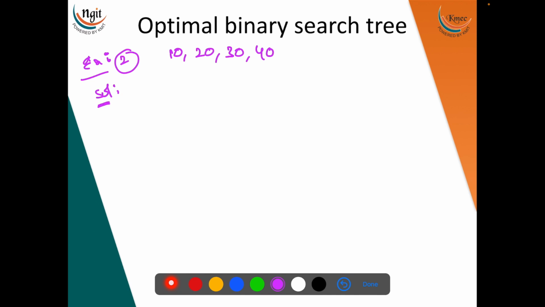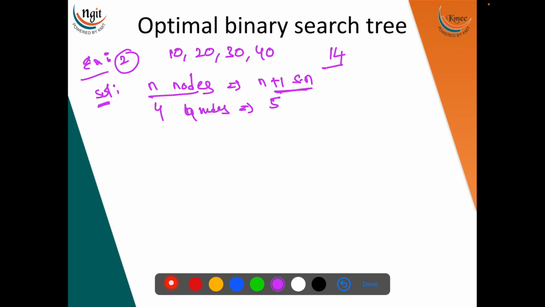In the previous slide, we came to know the possible binary trees for this example is 14. Now if there are n nodes, there will be n plus 1 square nodes. That also we discussed, right? N nodes, then n plus 1 square nodes. What is your n value? 4. That means you will have only 4 nodes. So what is n plus 1 square nodes? The unsuccessful nodes will be 5.